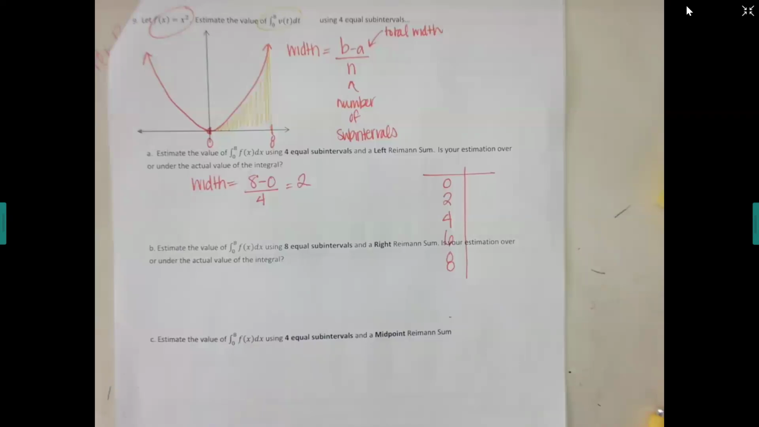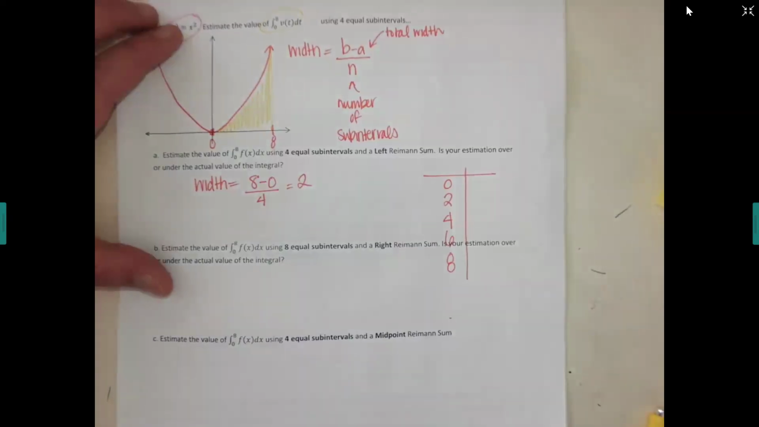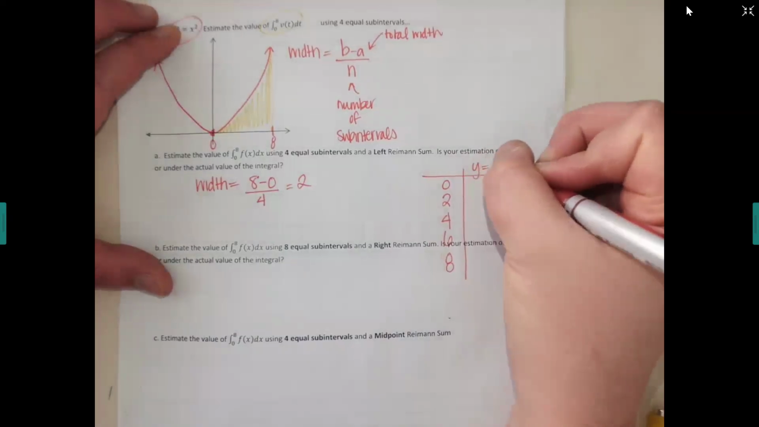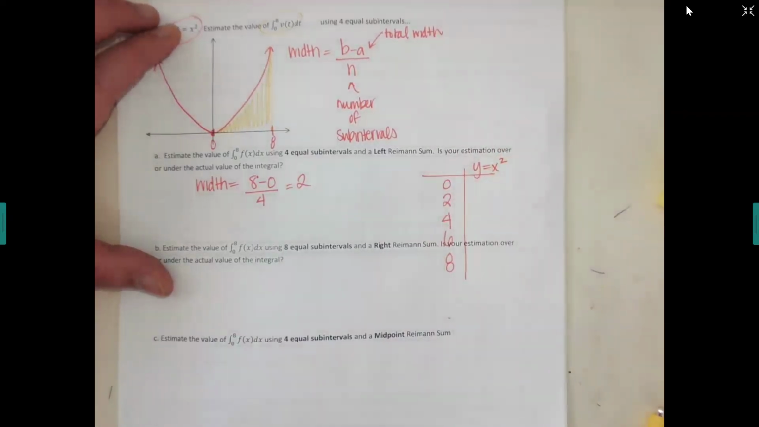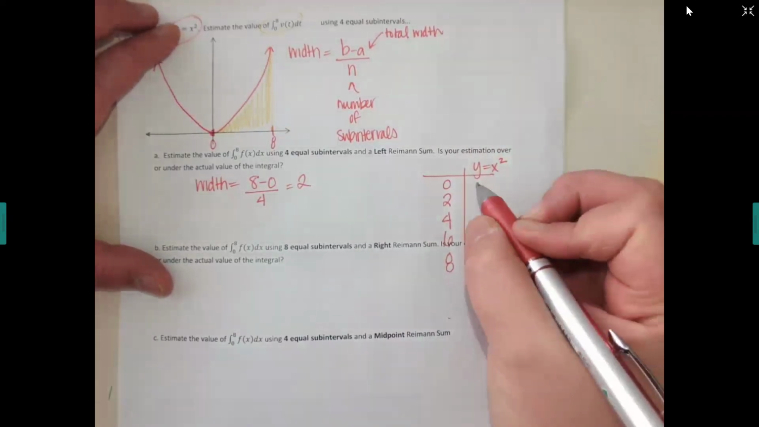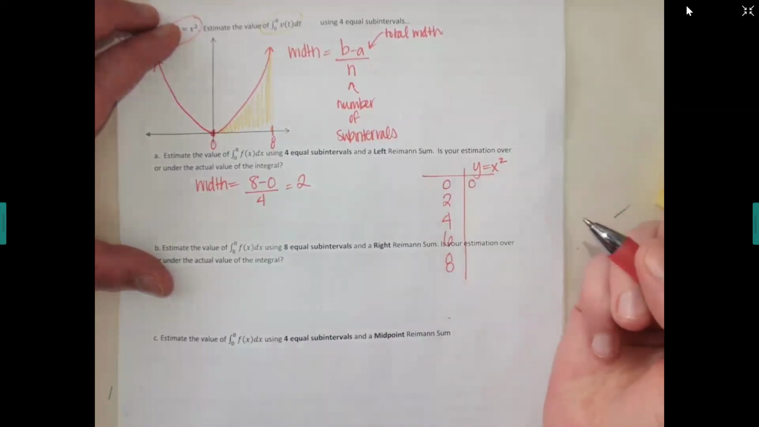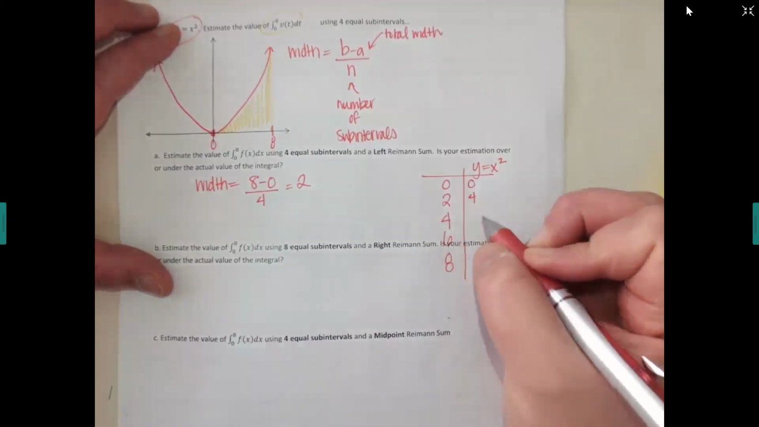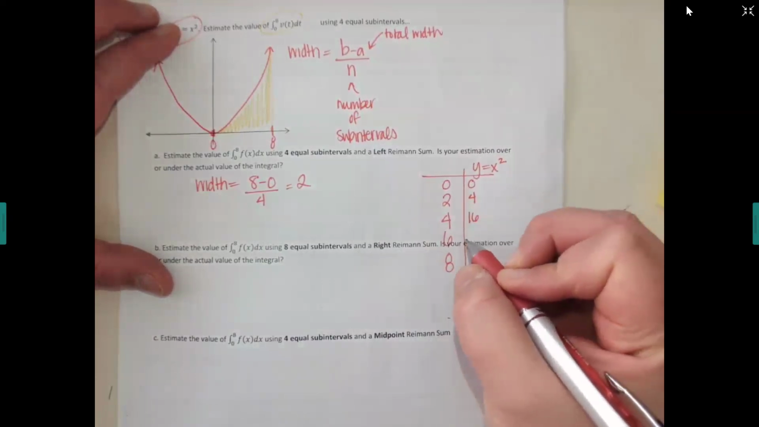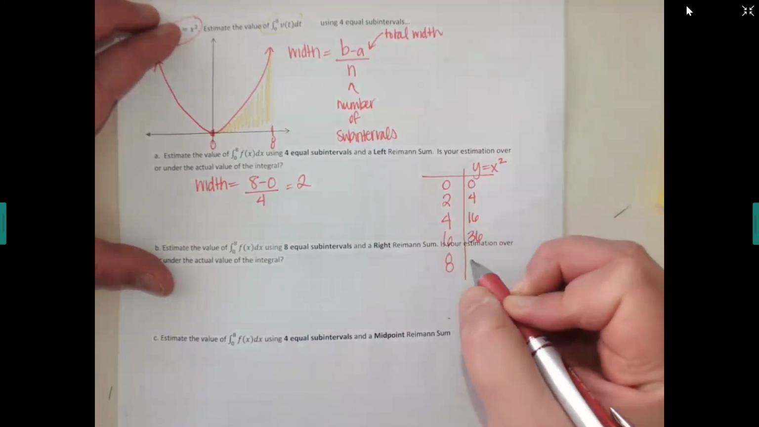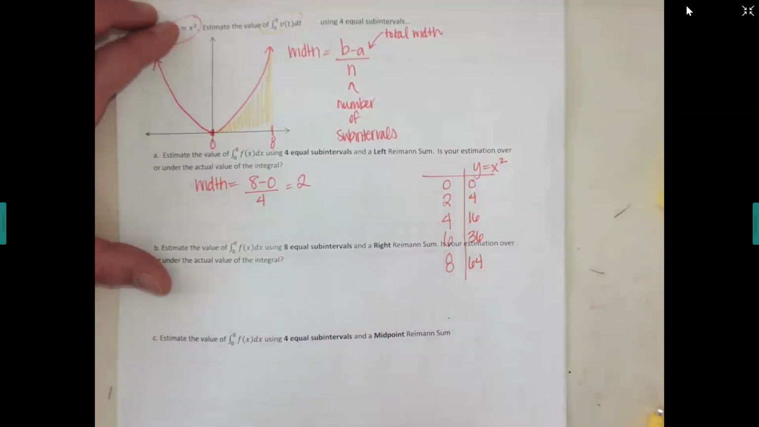Then to get the y values that you need over here, you're going to just plug them in one at a time to your equation, which in this case we know is y equals x squared. So let's do 0 first. What's 0 squared? 0. 2 squared? 4 squared? 6 squared is, and 8 squared is 64.